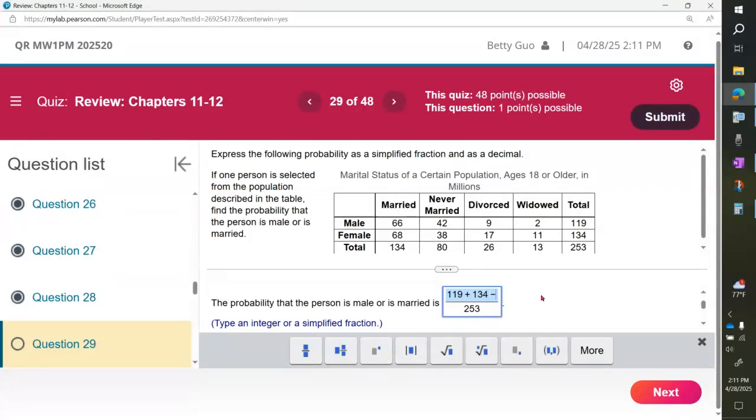Minus, remember that? Minus this number, which concerns both. How many of the people are male and married at the same time? Married male, 66, right? So that's the fraction. We just need to use the calculator to simplify.